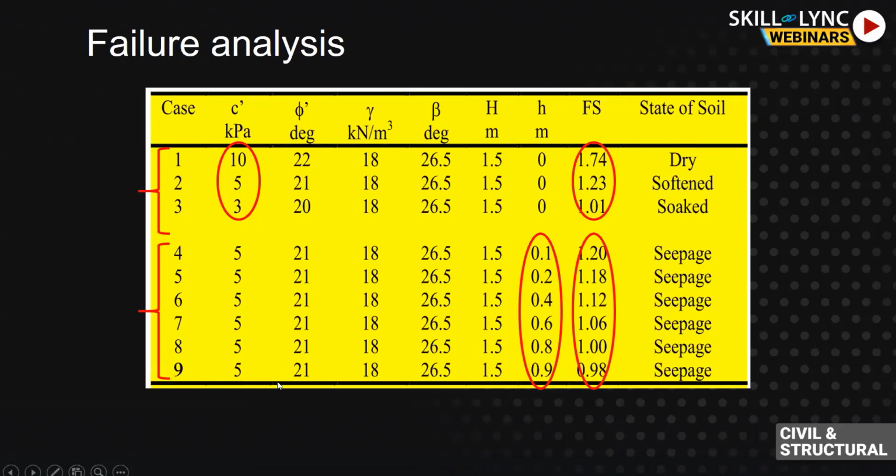And the second possibility is the cases from 4 to 9. What could have happened? Under heavy rainfall, the water table would have risen. The small h, this value, is the water table above the failure surface. When the water table rises above the failure surface and we increase the h, we can see that the safety factor reduces. When the h is 0.9 meter, that is, the water table is 0.9 meter above the failure surface, the safety factor is 0.98. The slope will fail in such a scenario.